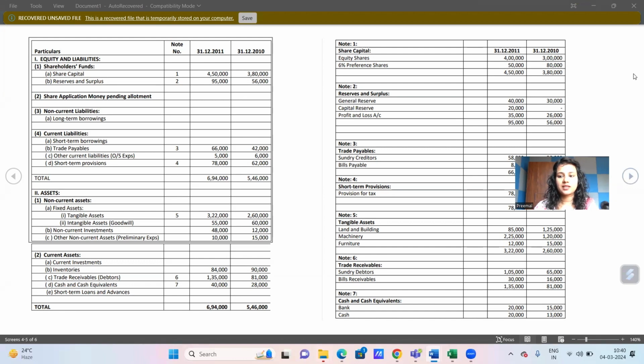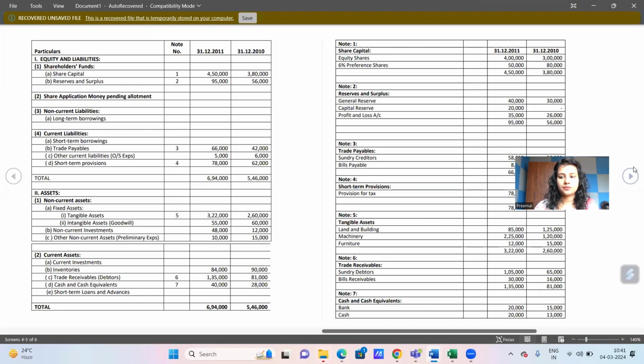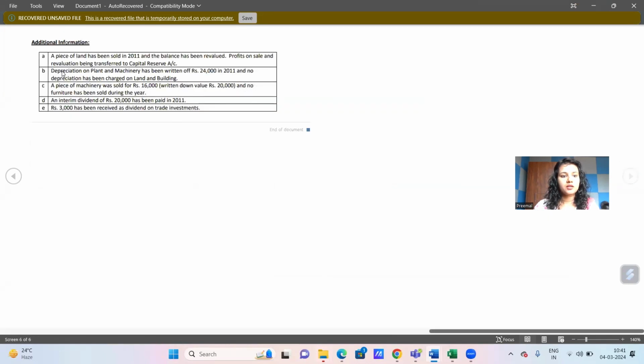Let's move to our other adjustments. Depreciation on plant and machinery has been written off. So we'll have to prepare a plant and machinery account to find out how exactly this affects the account balances. No depreciation has been charged on land and building. So we will also prepare a land and building account to check what exactly happens over there. A piece of machinery was sold for 16,000. Written down value is 20,000. So here again, we will enter this information in a plant and machinery account to find out what exactly is either the loss on sale or profit on sale.